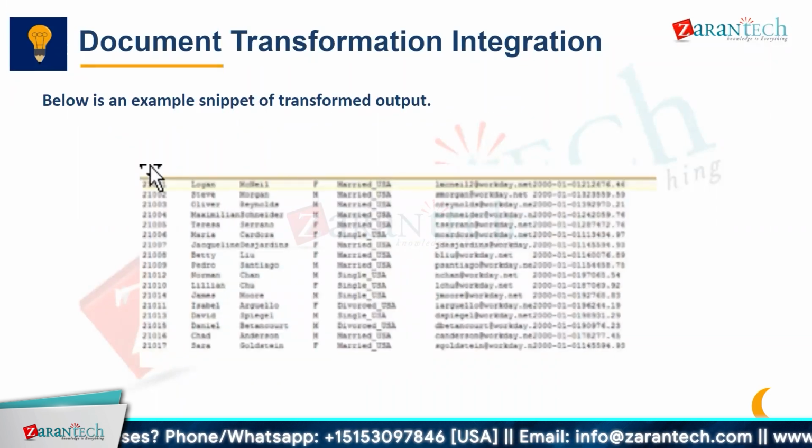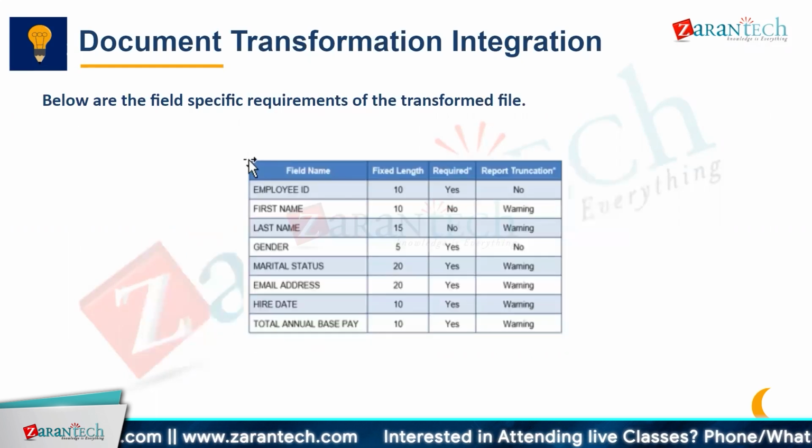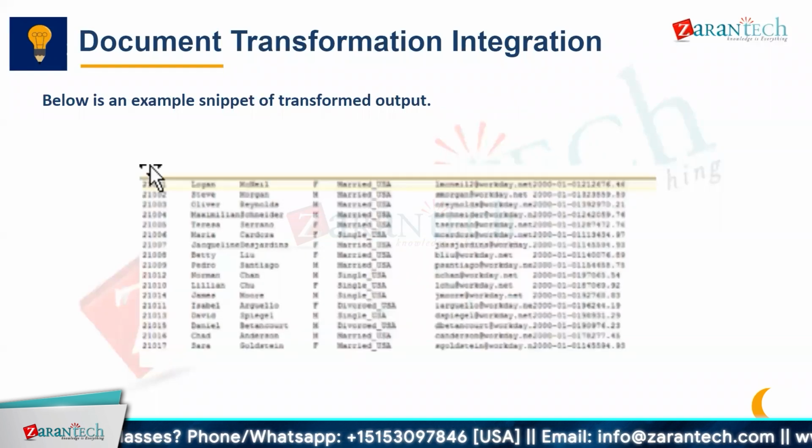So the output would look something like this: employee ID, first name, middle name, last name, gender, marital status, email address, and then whatever the date is, and then an amount. Based on the transformation steps that you have mentioned here, the hire date and the annual base pay are the last two. So it will format it in such a way.